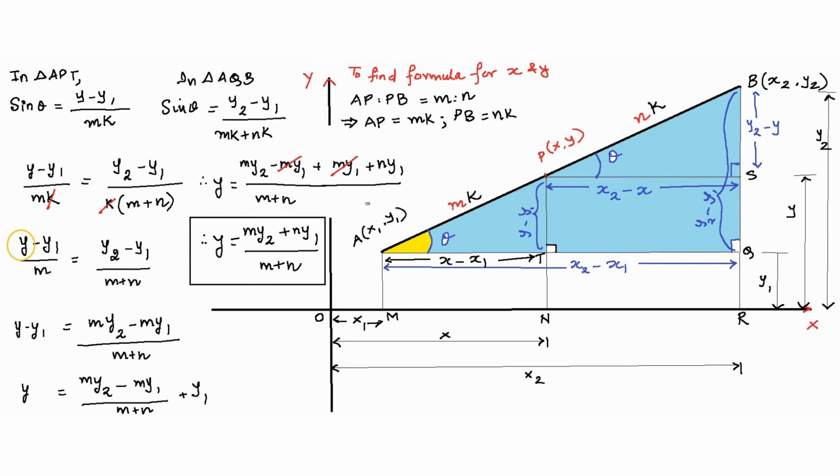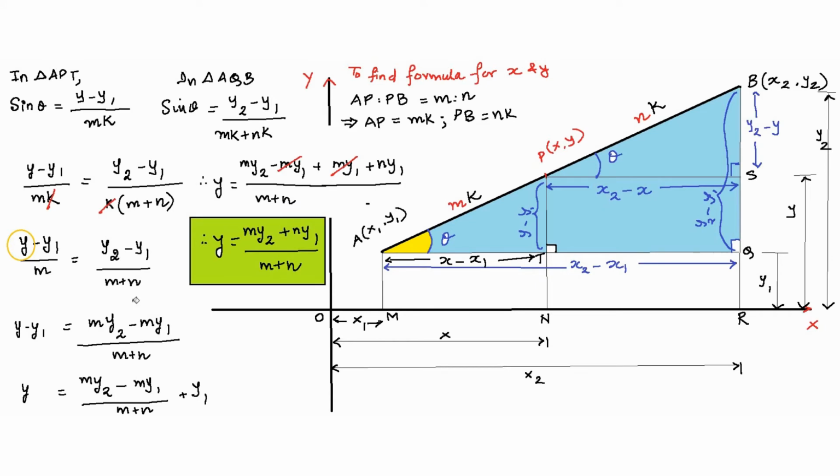Now if you notice, this basically shows that there is a cross coupling effect. We take the value of m and we multiply with the y coordinate of B, plus we take n and we multiply with the y coordinate of A, divided by m plus n. So this is how we find the y coordinate of the point P, and we were able to find the y coordinate because we took the trigonometric ratio sine.